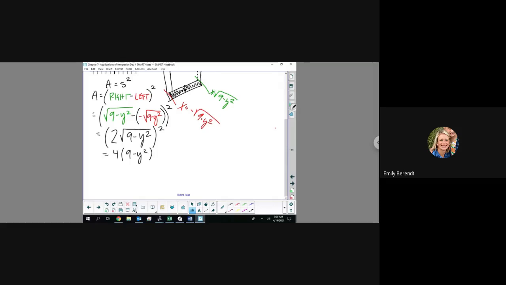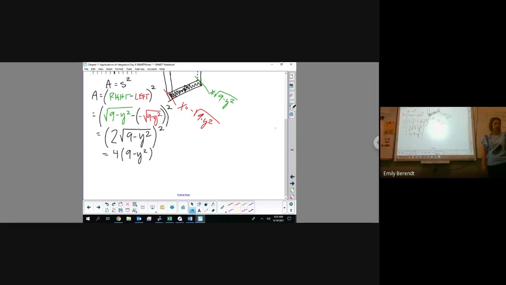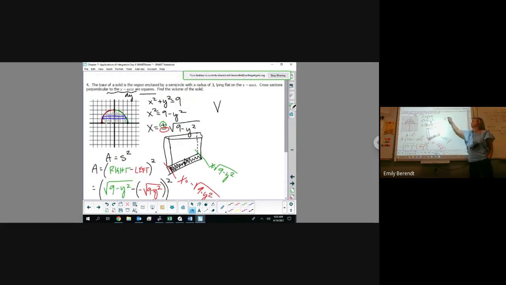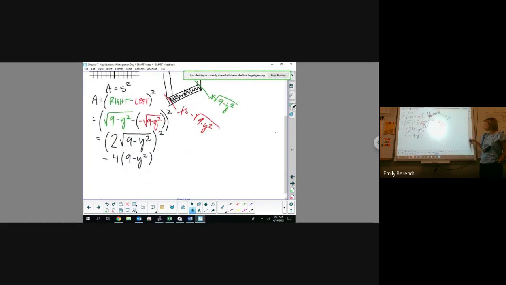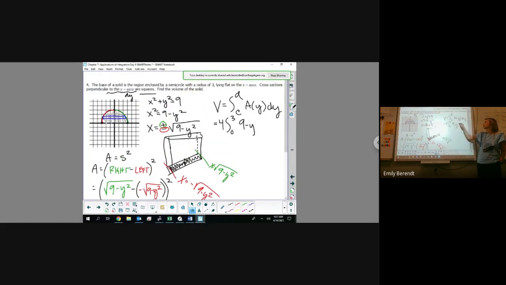I would not distribute the 4 in, because when we go to write the integration, what do you do with the 4? Put it out in front. Now, when you write your integration, volume equals the integral from c to d of A of y dy. Make sure that you use c and d bounds, that you use y values. So we're not negative 3 to 3. They're stacking up horizontally on the y-axis from 0 to 3. So we're going to have 4 times the integral from 0 to 3 of 9 minus y squared dy.